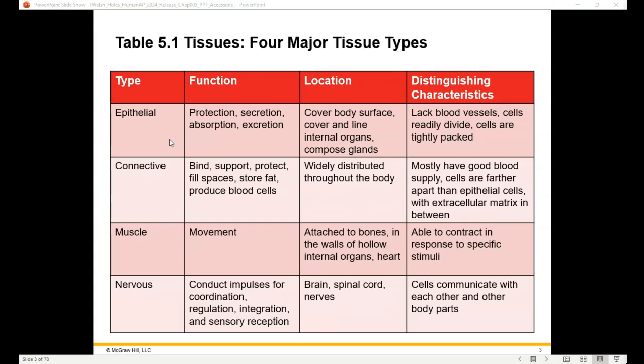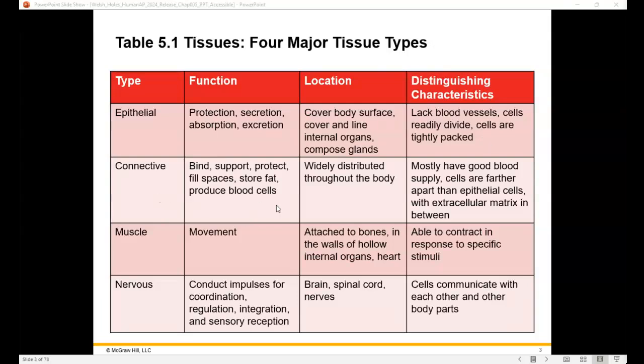Okay, so epithelial, this is for protection, secretion, absorption, excretion, often covers body surfaces, whether it's outer areas or internal organs, and also composes glands. Okay, they don't have blood vessels. The cells divide very quickly, and cells are tightly packed.